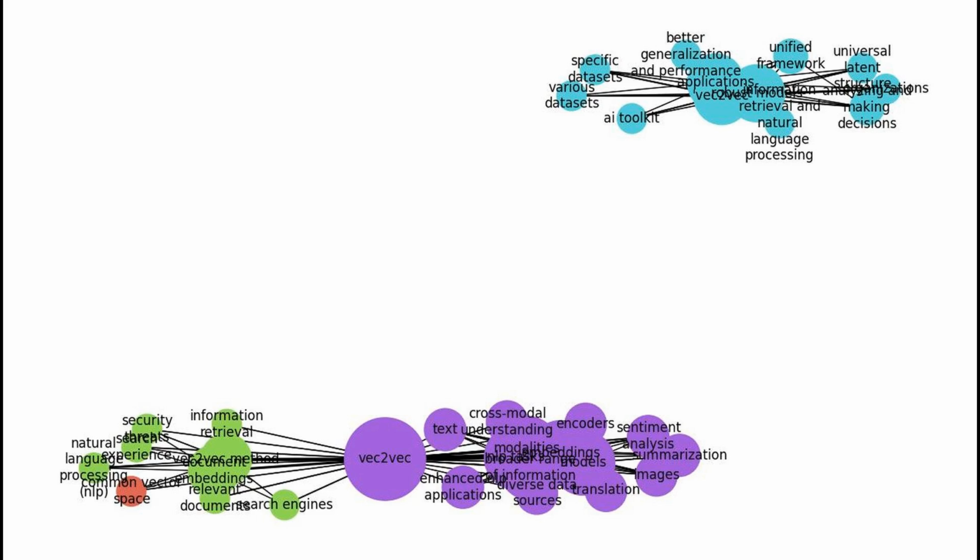Five, improved model training by learning universal latent structure. Vec2Vec can really contribute to training more robust models that are less dependent on specific data sets. This could lead to better generalization and performance across various tasks and domains. So overall, Vec2Vec has the potential to enhance the effectiveness and versatility of applications in information retrieval and natural language processing, making it a really valuable tool in the AI toolkit.